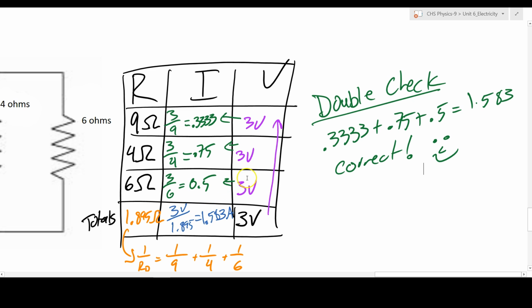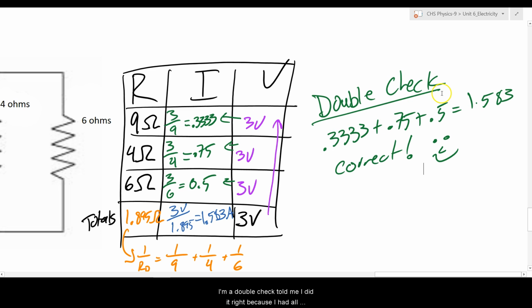And then I remember that in parallel circuits, all of the voltages are the same. So 3 volts to everybody. And now I know two things to find the third, so I end up with 3 divided by 9 to get me 0.33333 forever, but I just gave you 4. 3 divided by 4, which is 0.75, and then 3 divided by 6, which is 0.5.